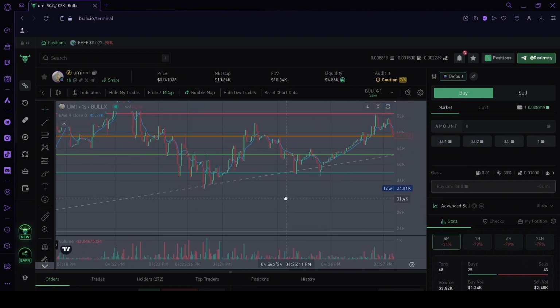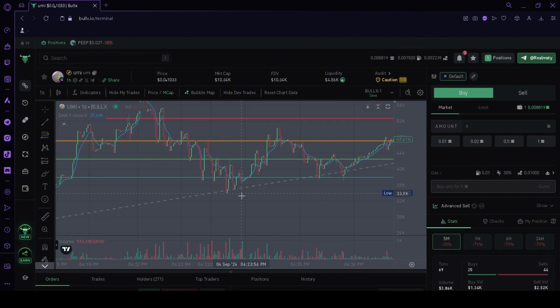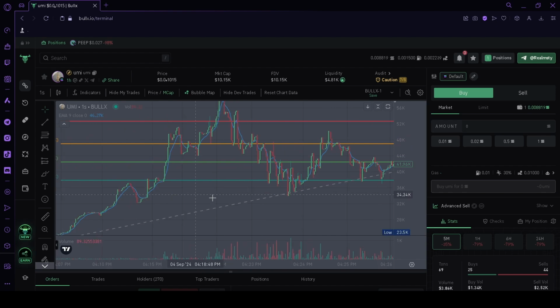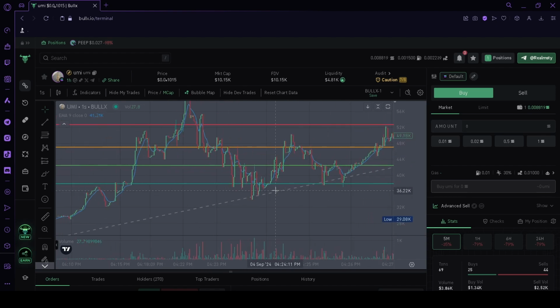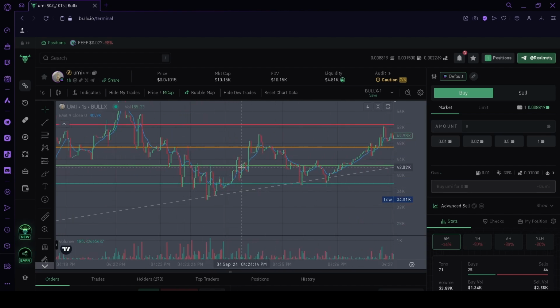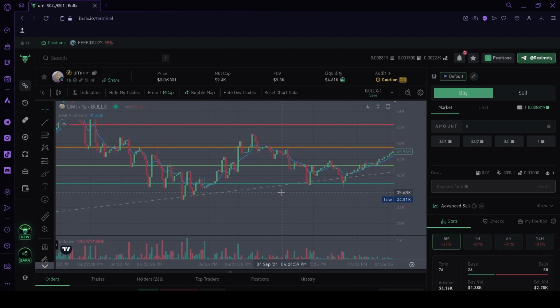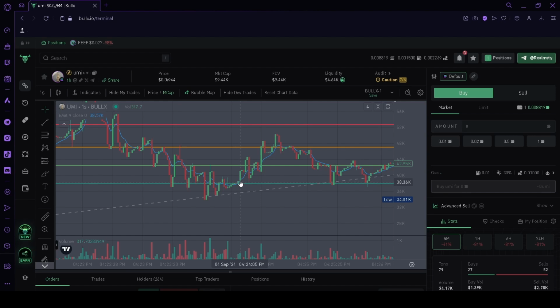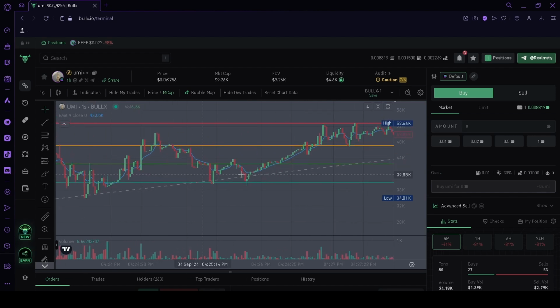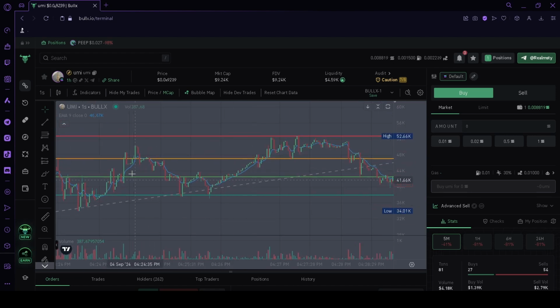You can see right here it's holding the support. It's not really dropping too far below. That means it could be a potential buy. As you can see, the moving average, the EMA, is trading above at this point, so you probably buy here, and then you could probably hold it up.